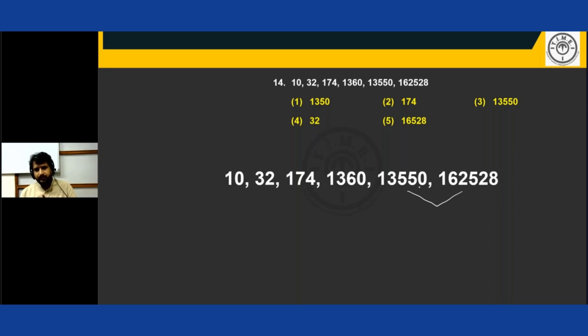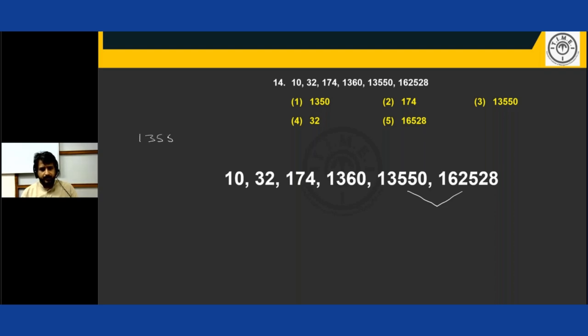Because 13,550 10 times is 1,35,500. One more 13,550 if you add, you may be getting 1,62,000 only. Not more than that, right? So maximum it can be multiplied how many times? 11 times. Let's check it. Or 12 times. Let's check it.